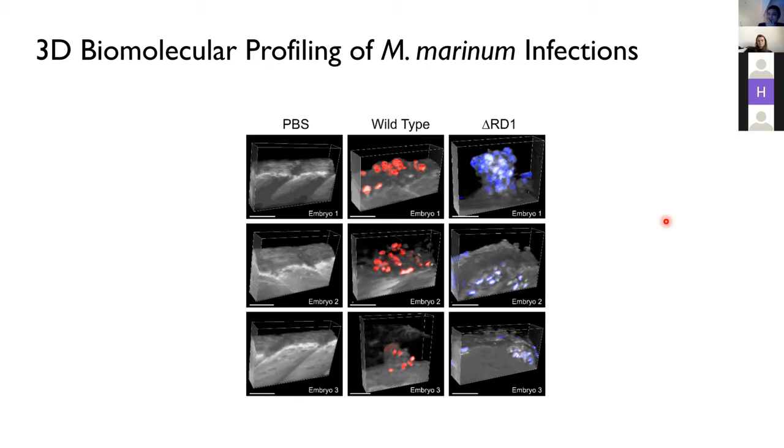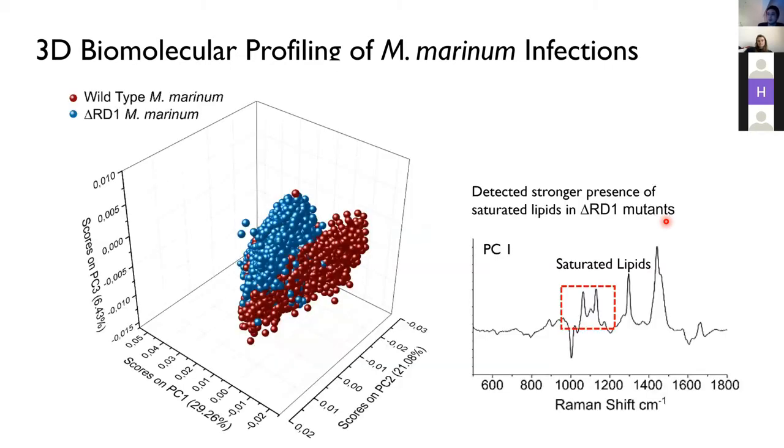And we then compare the biomolecular profile of the wild type bacteria to those of the mutant called delta RD1 through a principal component analysis. And what we observed was that we could, through this analysis, separate the two groups quite clearly. And interestingly, in our components, we observed that one of the main differences between the two groups of bacteria was the amount of saturated lipids that we found in the spectra.